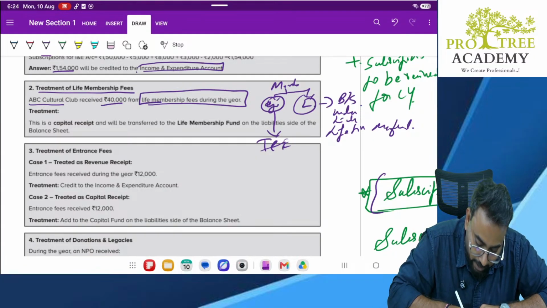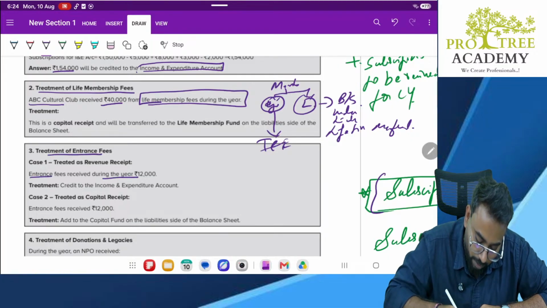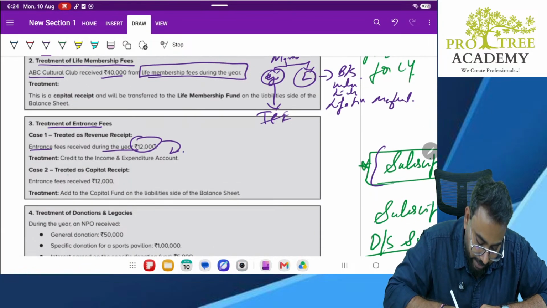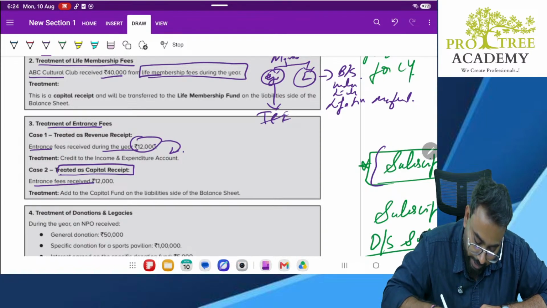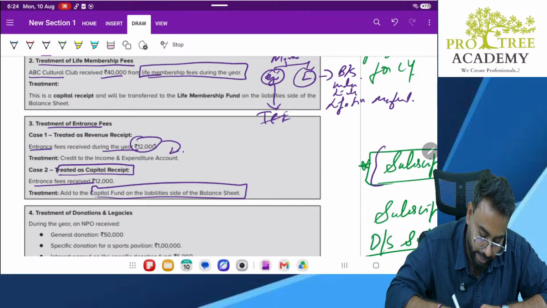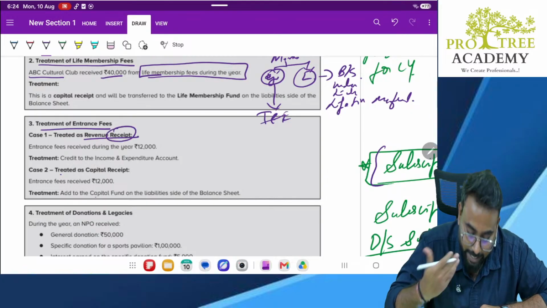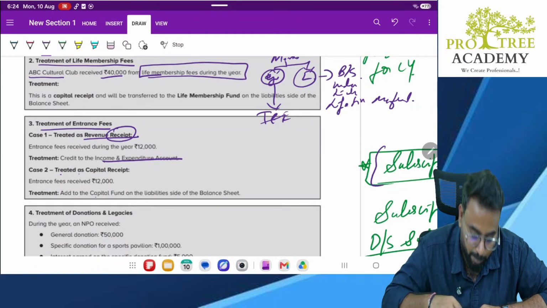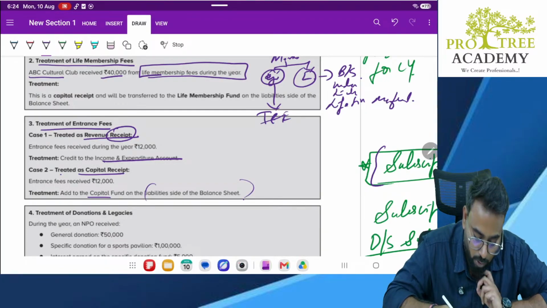Treatment of entrance fee. Entrance fee received during the year, 12,000, will be considered in income and expenditure. Second thing, it is treated as a capital receipt: entrance fee of 12,000 will be added to the capital fund. What they are trying to say is that this entrance fee can be treated as revenue receipt. If it is treated as revenue receipt, it will be transferred to the income and expenditure account. If it is treated as capital receipt, it will be added to the capital fund on the liability side of the balance sheet. Sir, what exactly do we need to do?